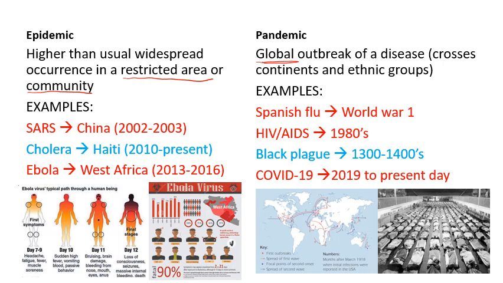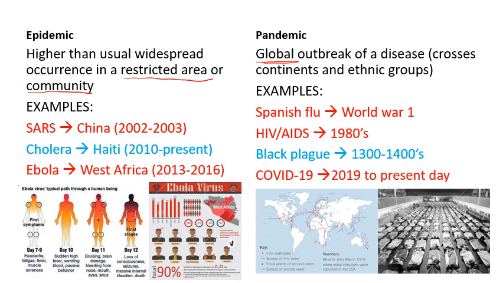You'll notice on the screen here that some of these epidemics and pandemics have been written in either red text or blue text. The red text is indicating to you that this epidemic or pandemic has been caused by a virus, whereas the blue ones, so cholera and the Black Plague, were actually caused by a bacteria.